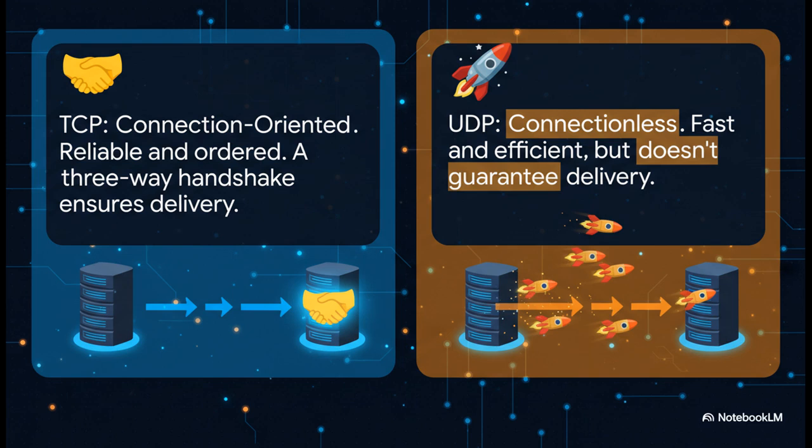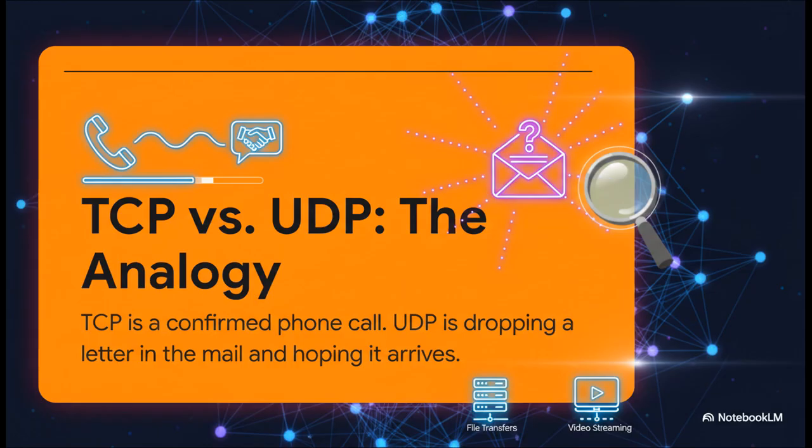Now, on the other side, you've got UDP, the User Datagram Protocol. This one is the speed demon. It's connectionless. It just throws the data out there and hopes for the best. No handshake, no confirmation, just pure speed. You know, the best way to think about it is this.